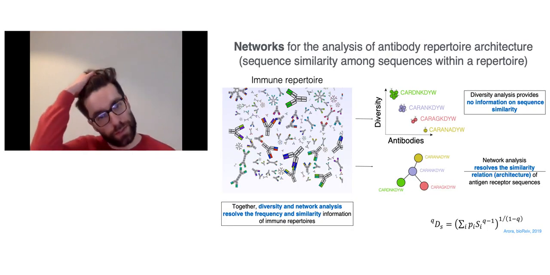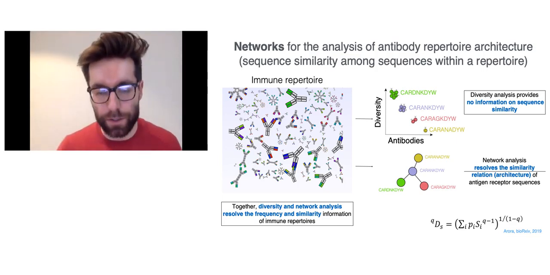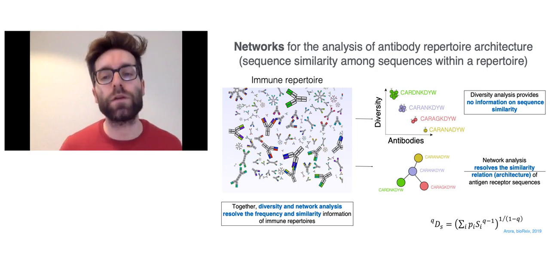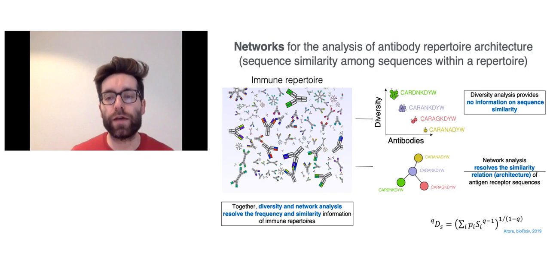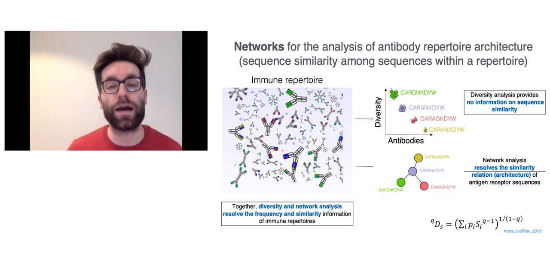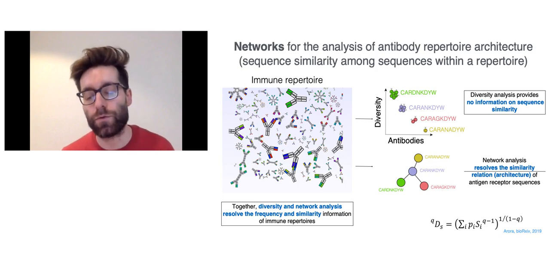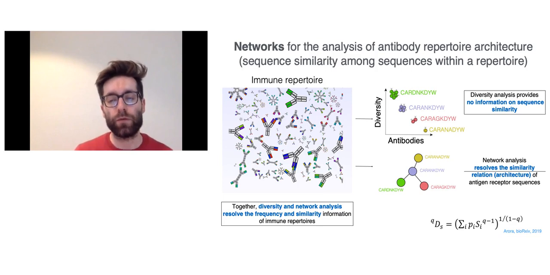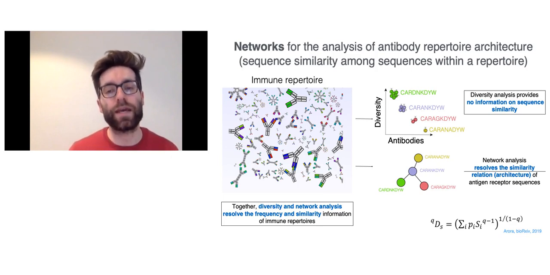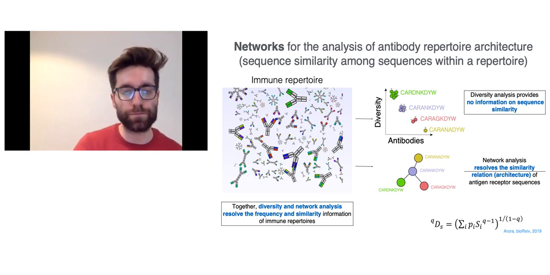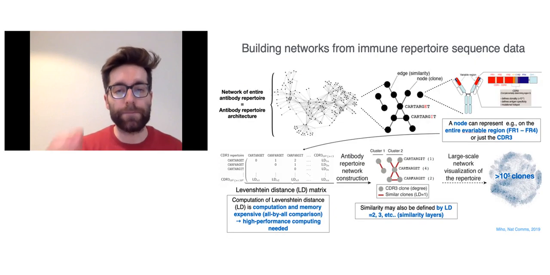Okay, so the complementary part to diversity is sequence similarity, because we want to know within a repertoire how similar those sequences are. And for that, people usually use network analysis to resolve the sequence similarity architecture, as we like to say. I will just point you to one paper, a preprint by Rami Arnaud, where they looked at both sequence similarity and frequency together. Here we will only look at the sequence, not at the frequency of those sequences, most of the time.